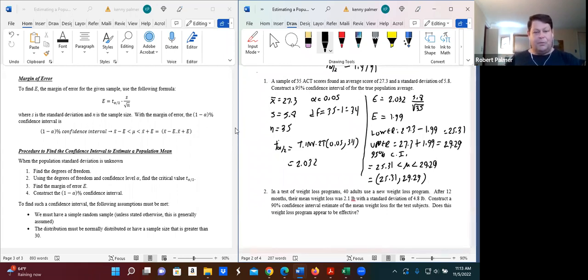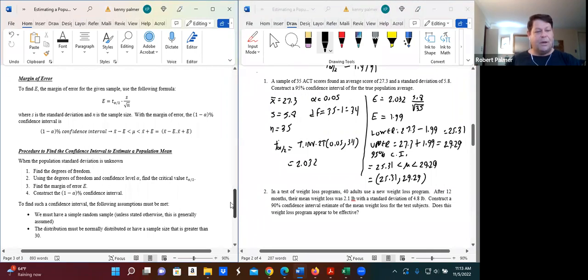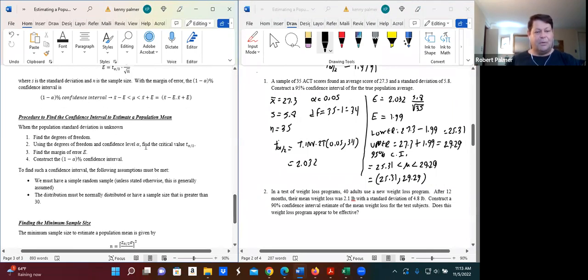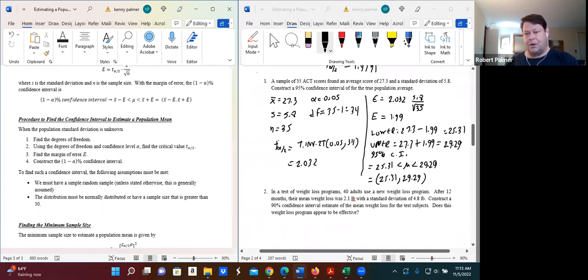we went through the steps I mentioned over here. You found degrees of freedom, found the confidence level, found the critical value, found our margin of error, then constructed the 1 minus alpha confidence interval. In this case, 1 minus alpha is 0.95. And of course our assumptions: we have a simple random sample, and the distribution must be normal or the sample size greater than 30. That was also true. Okay, let's look at another one.